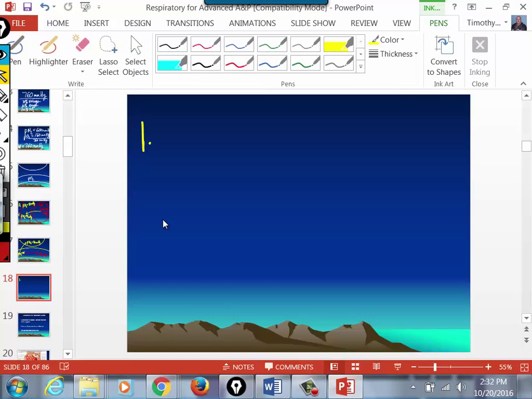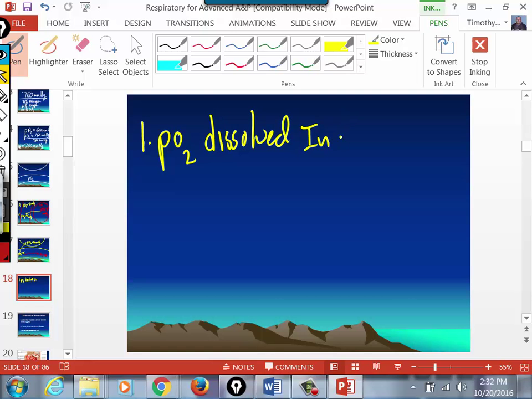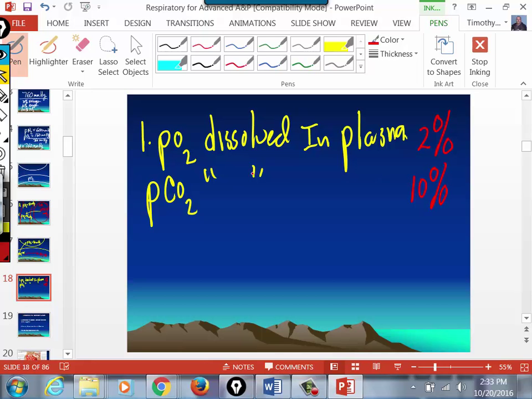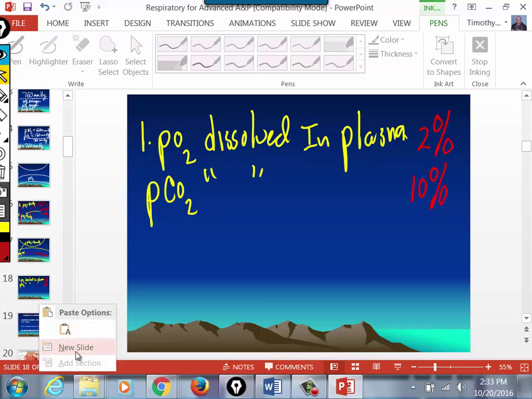So what's one of the ways oxygen is transported in the blood? As a PO2 dissolved in plasma. The way carbon dioxide is transported, again, PCO2, and then we'll just put a little quotation marks indicating that it's the same thing. Now, again, I don't care about numbers, but just to give you an idea, only about 2% of oxygen is transported dissolved in the plasma. With PCO2, it's about 10%. So that leaves a lot of room for carbon dioxide and oxygen to be transported in other ways. And that's what I'm going to talk to you about now.